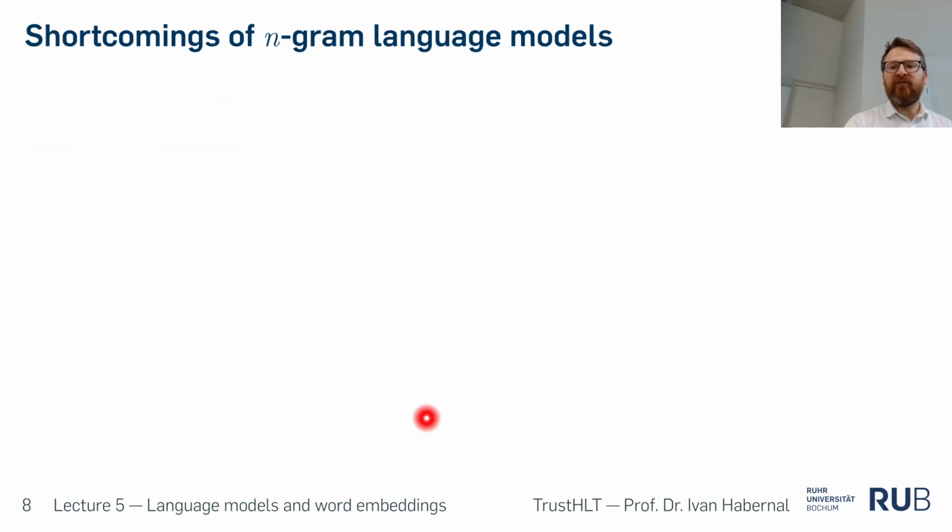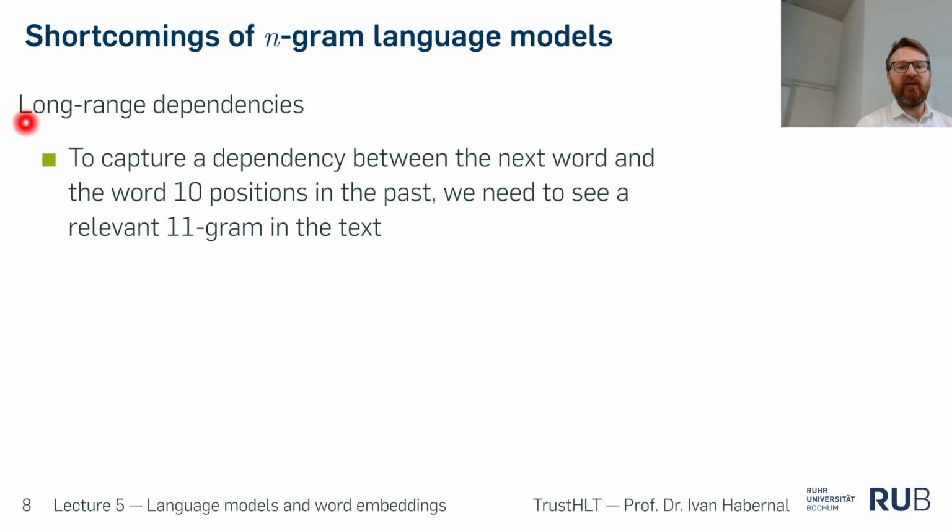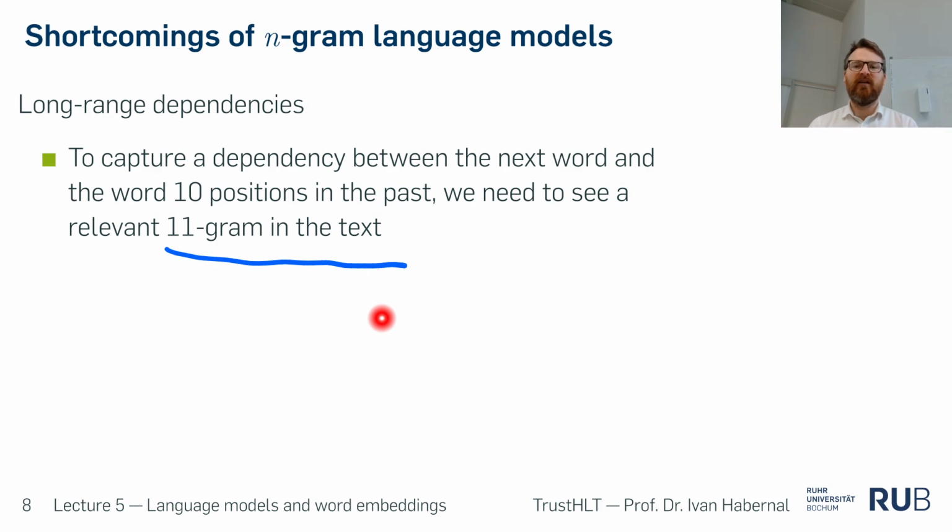Okay, so shortcomings of n-gram language models now. We talked about them already. Long-range dependencies are a big deal. To capture dependency between the next word and the word 10 positions in the past, we need to see an 11-gram in the text, but we will never see a sequence of 11 tokens twice in the data. Very unlikely.